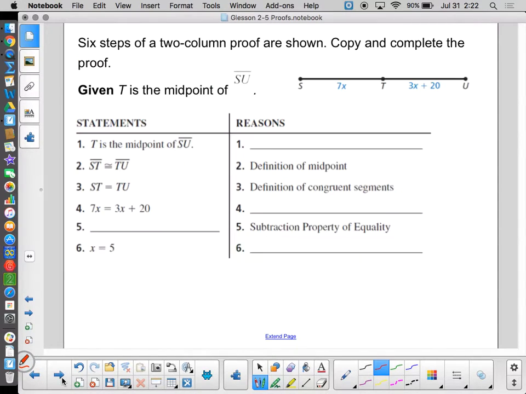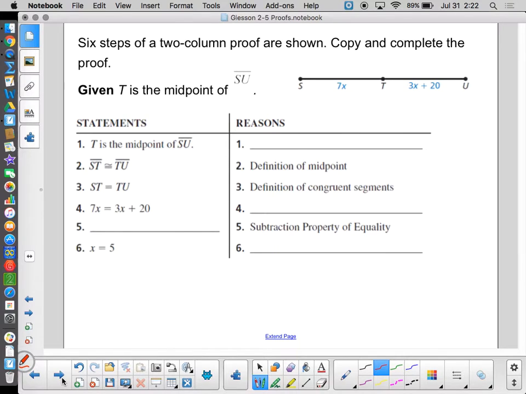Let's take a look at how it's actually done a couple times. Here we go. Six steps are given of a two-column proof. This is a fill-in-the-blank proof, and it's a pretty great way to get started. It says, copy and complete the proof. Here they want you to find the value of x. Given T is the midpoint of SU, find the value of x.